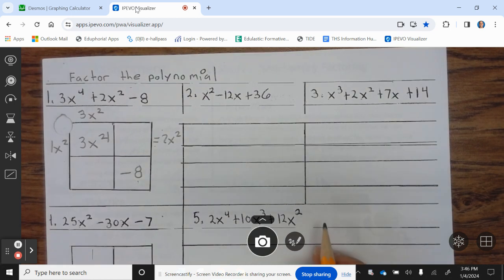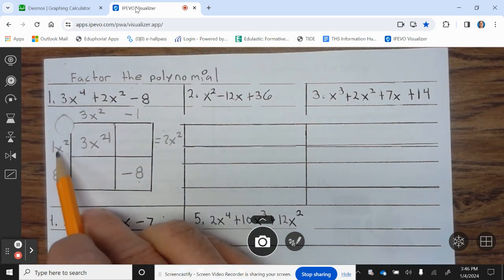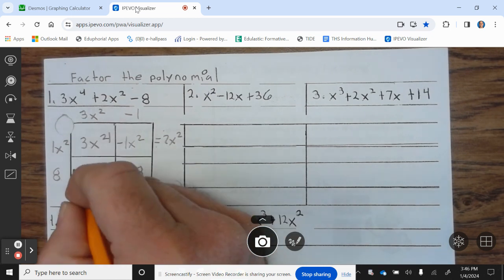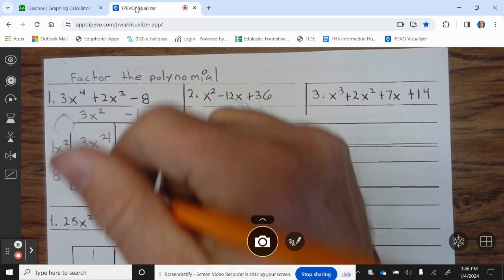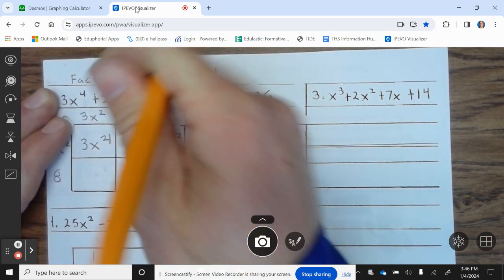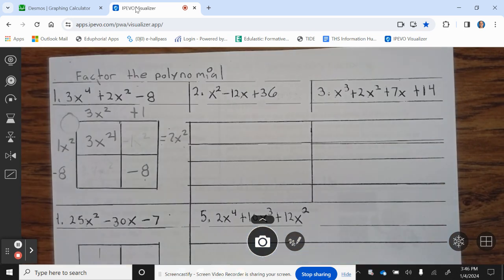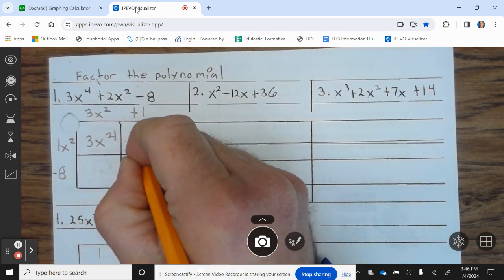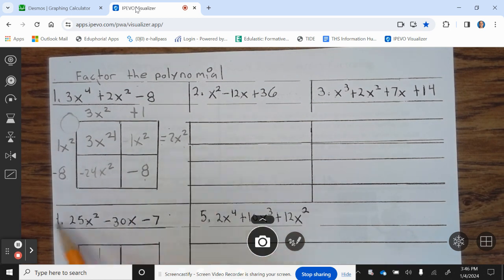So let's try negative 1 and 8. So 1, that's negative 1x squared. 8 times 3 is 24x squared. That does not combine to be 2, so that doesn't work. So now let's try a positive 1 and a negative 8. Okay, so then that's 1x squared, negative 24x squared. So that doesn't work. So the 1 and 8 combination doesn't work.